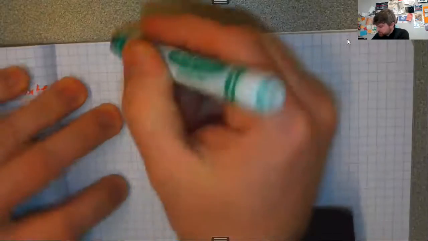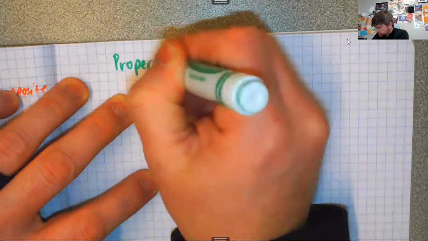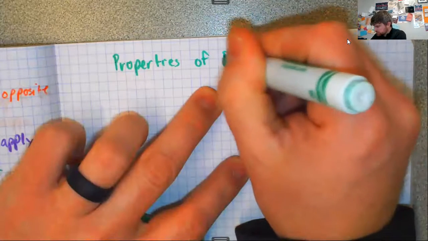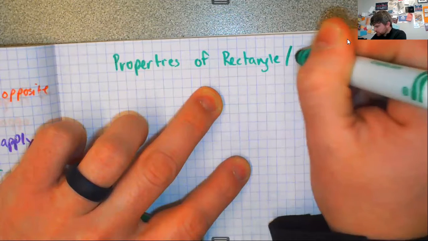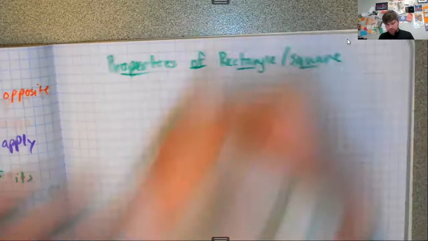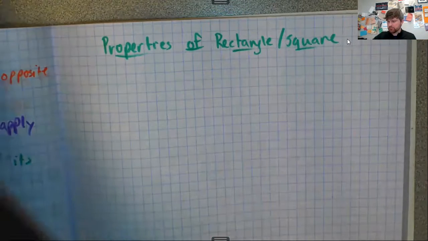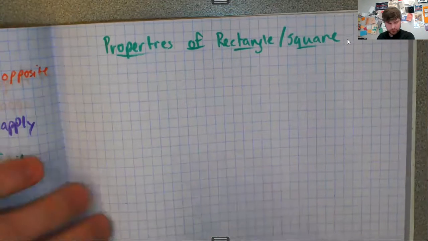97, we've got properties of rectangle and square. Okay, now they do have separate properties, but they have some overlapping that we'll talk about.